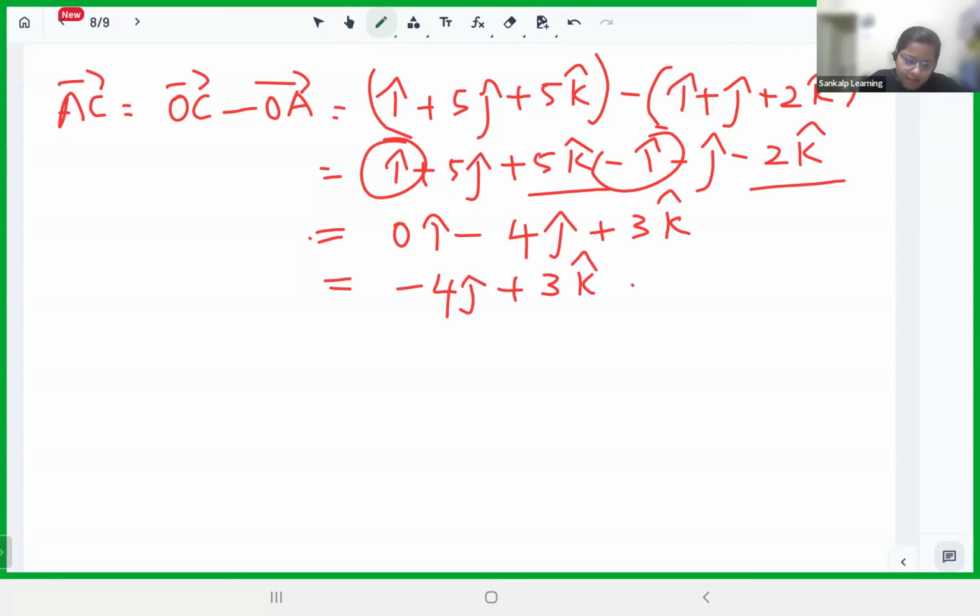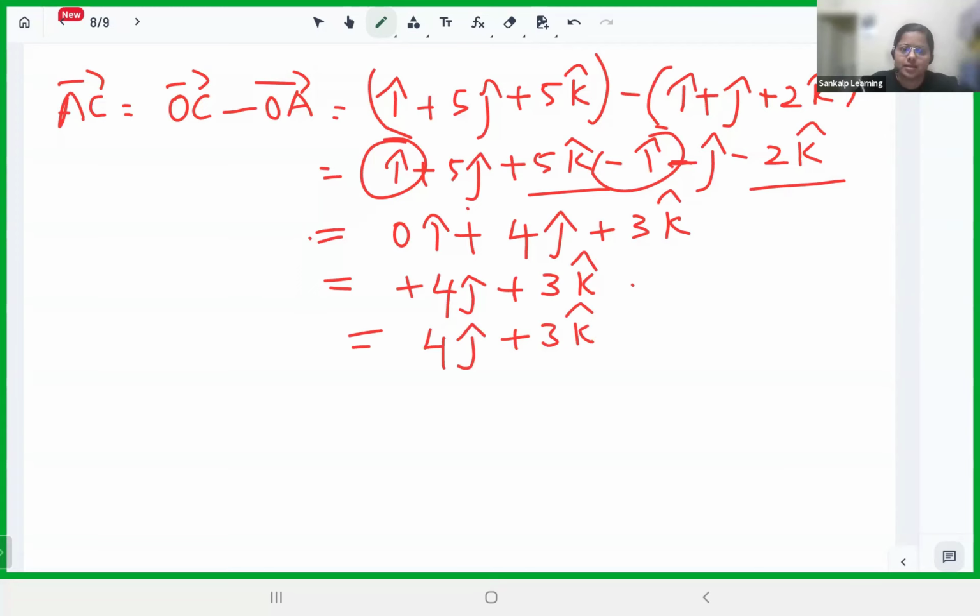Is there any mistake here? It is OC minus OA, right? For j, it is 5 minus 1, that is 4j. It is not minus 4j, it is plus 4j. I'm sorry, I made a mistake. So it is 4j plus 3k. So AC is 4j plus 3k.